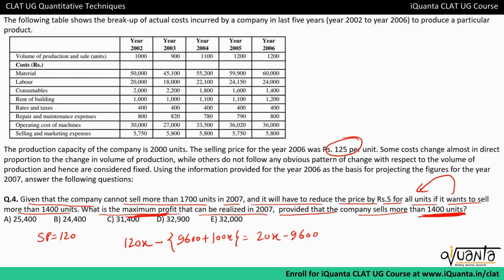In the question it is asking us what can be the maximum profit that can be realized in 2007. So to maximize the value of profit, we will have to maximize the value of X. What can be the maximum value of X? As per the question, it can be maximum 1700 units, because company cannot sell more than 1700 units. So when you put X equal to 1700 here, you will be getting option B as the correct answer, 24400. So this will be the maximum profit.